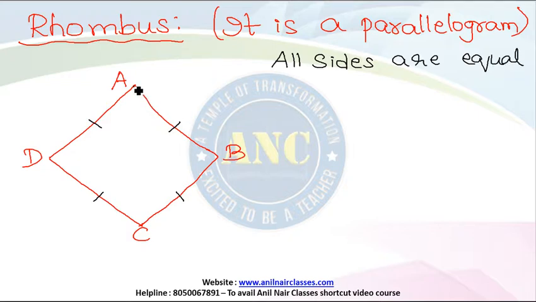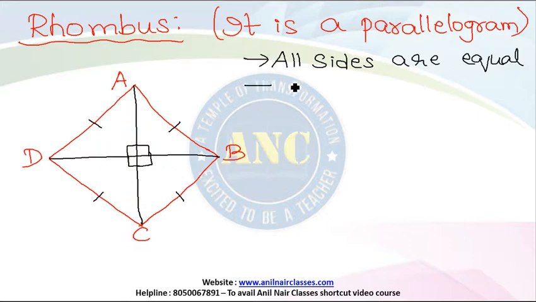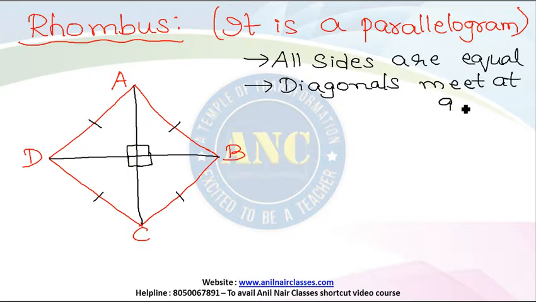Suppose I join the diagonals, the diagonal is AC. Here the diagonal is BD. The diagonals will bisect at 90 degrees. This is a very, very important property of a rhombus. The diagonals, they will meet at how much angle? They will meet at 90 degrees.